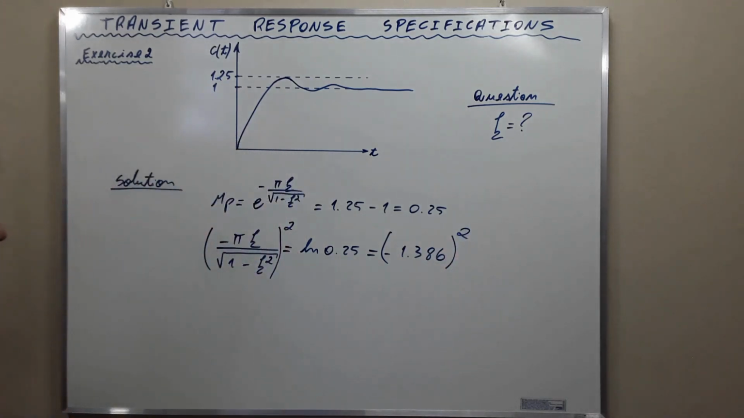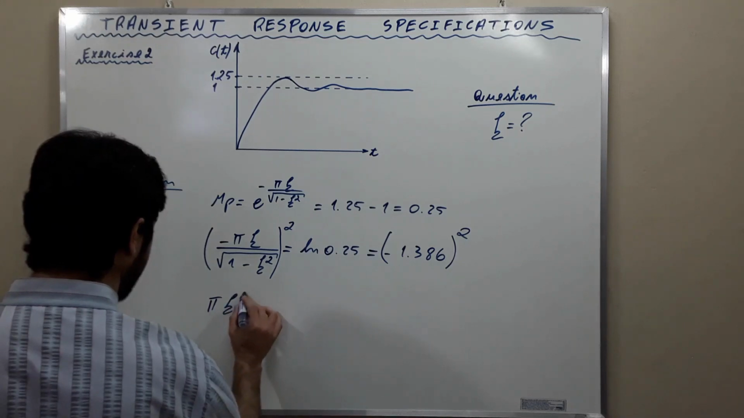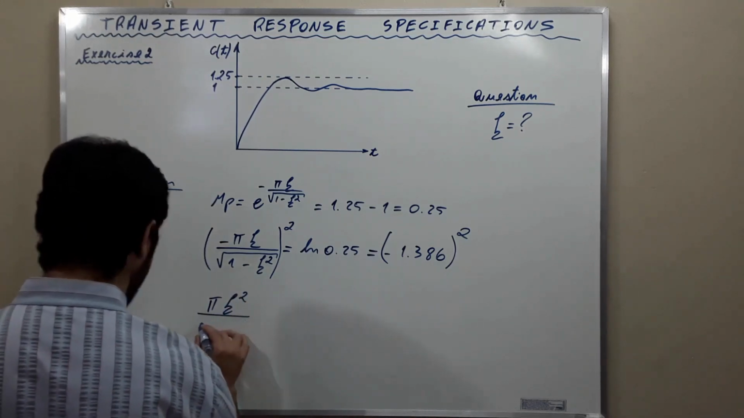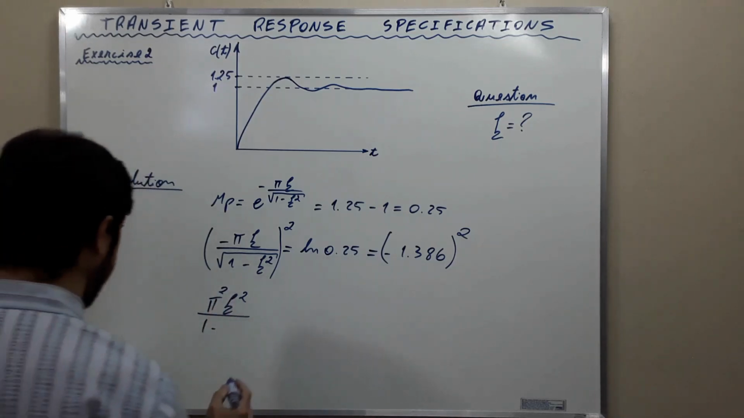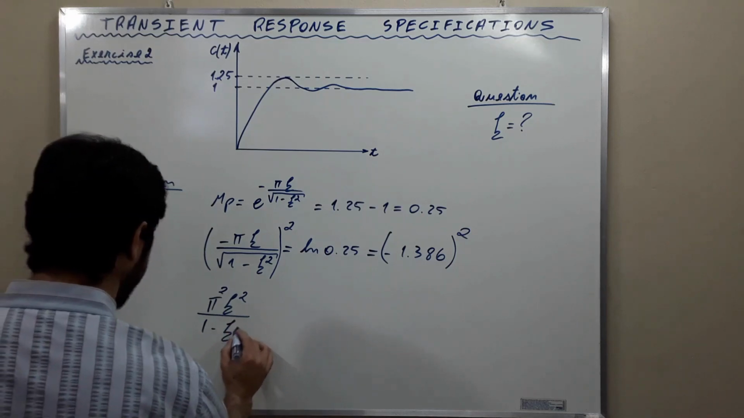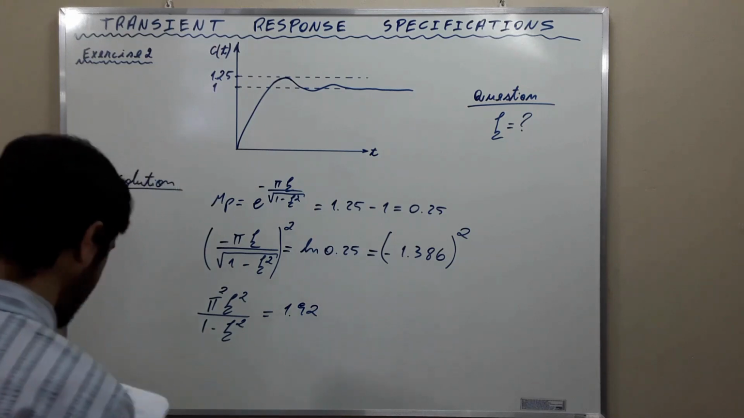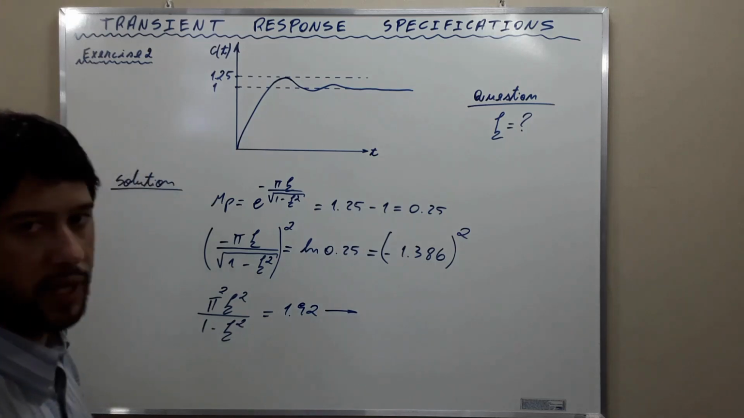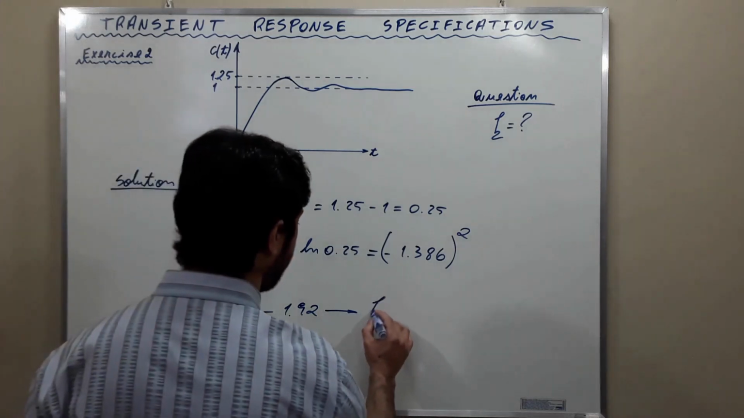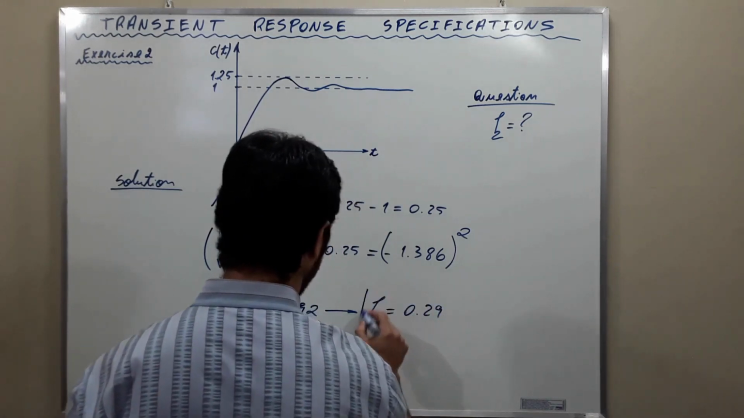Following this procedure, we get that pi squared zeta squared divided by 1 minus zeta squared is equal to 1.92. From this we get that zeta, the damping ratio, is equal to 0.29.